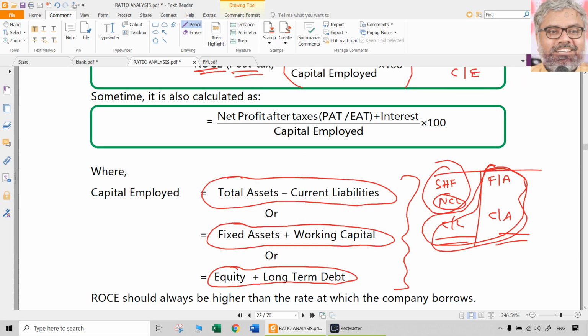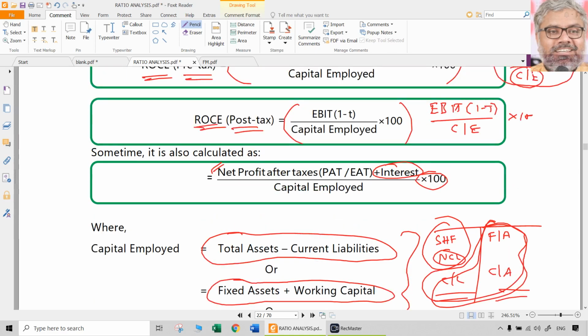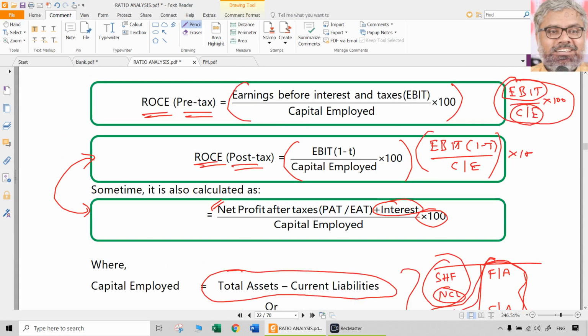On the contrary, this can also be done like this, as we have observed in earlier cases also: net profit after taxes plus interest, adding back interest, divided by capital employed, multiplied by 100. Like that also it can be calculated. So EBIT into (1 minus tax rate) or net profit after taxes plus interest, both will give more or less the same amount. So these two are going to be more or less the same, but this is different.